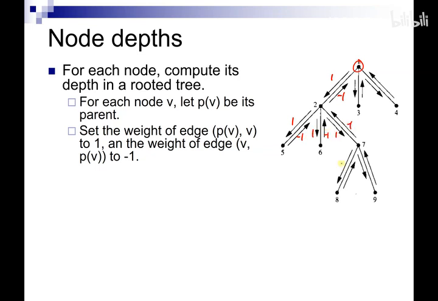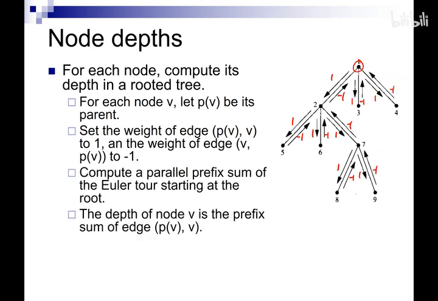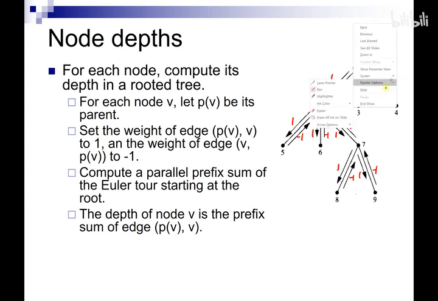1, -1, 1, -1, 1, -1, 1, -1. Okay, and then again, we're going to compute a prefix sum on this Euler tour. So then when you do that, let's do that, right?